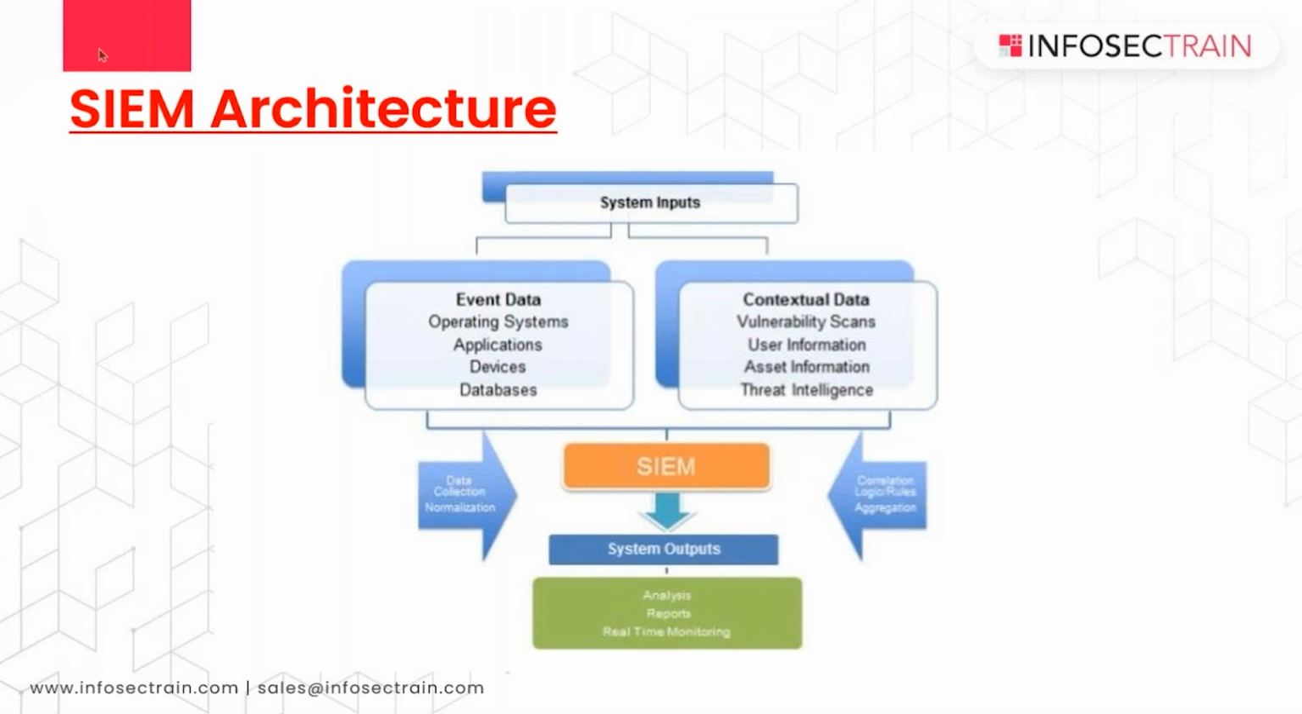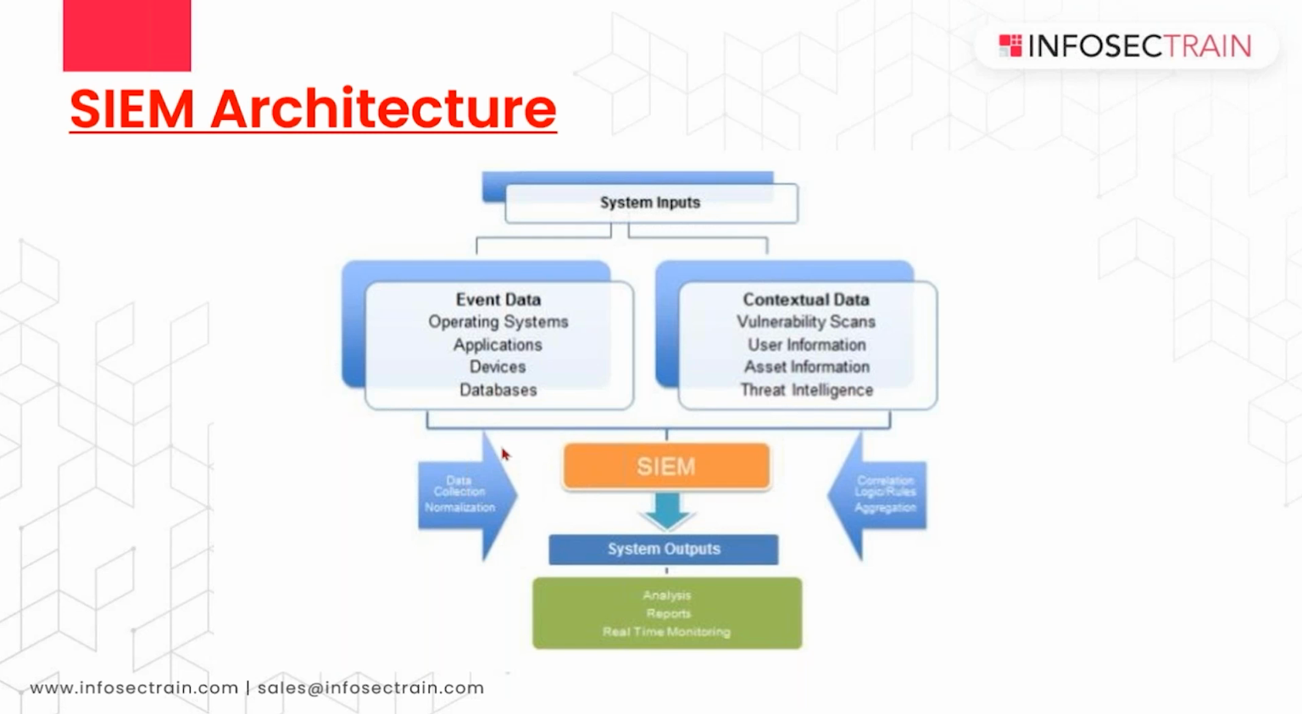So just a quick architecture. Since we have already discussed how SIEM works, it will be easy for you to get an idea through this one. We have inputs from different places, from the systems. So event data will be coming from your operating systems, applications, devices, databases, different events, right? An event is any activity which has happened. And contextual data will be there, like any scans which have been performed, user information, asset information, threat intelligence. These feeds can also be integrated into SIEM solutions.